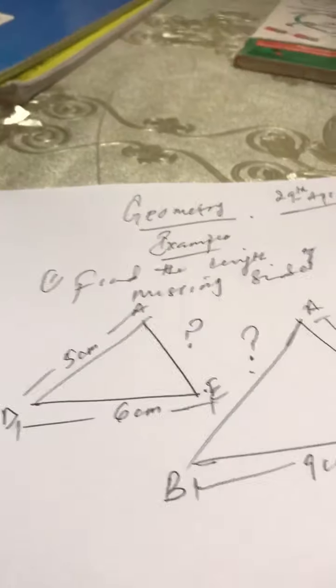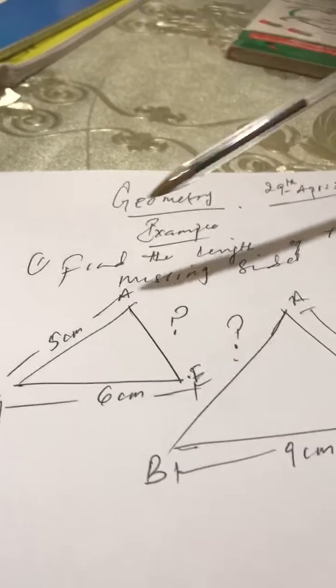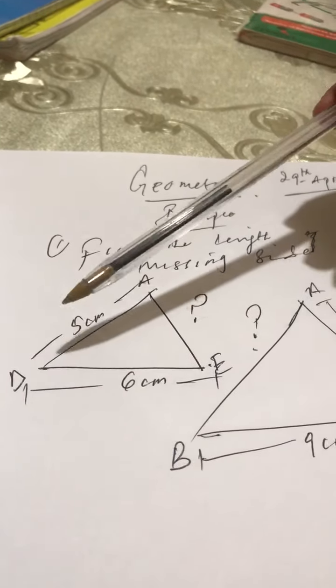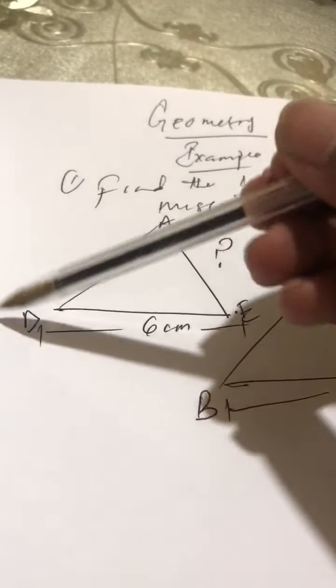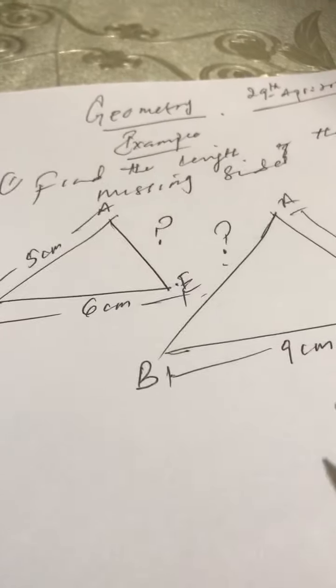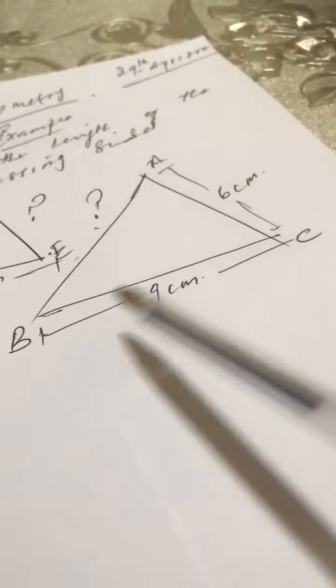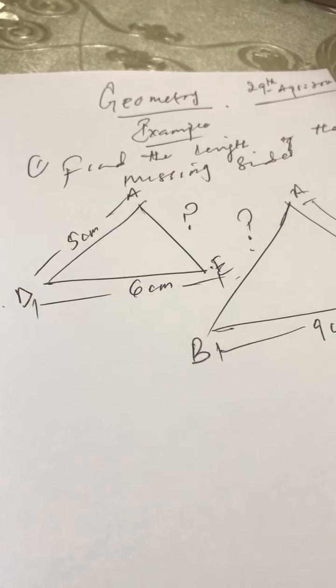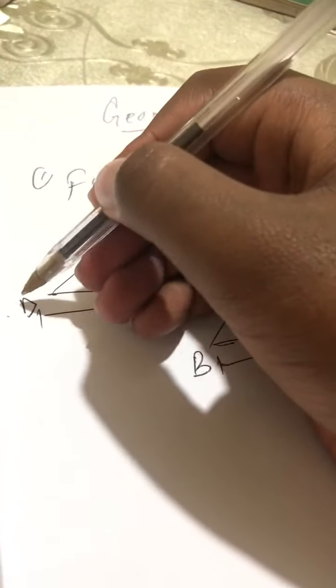Basically, these two triangles have all these points. Let's say we have point A to point D, point D to point E. Also we have point A to point B to point C. So you need to understand first what the missing sides are. After that we need to find them.